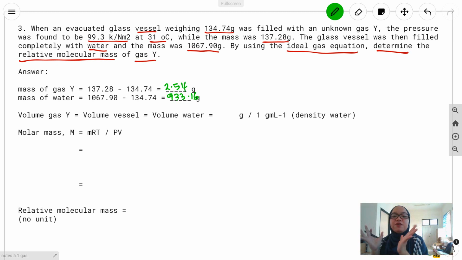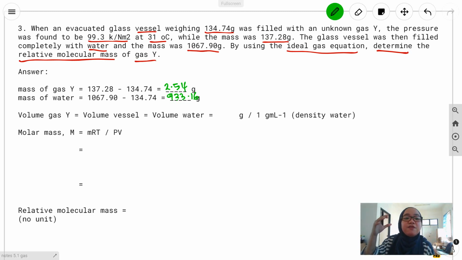is equal to volume of vessel is equal to volume of water. Okay, remember, the volume of gas is not equal to the volume of gas molecules. It's a completely different thing. Okay? Volume of gas is negligible. Volume of gas here means the volume of the container, the volume of the vessel. Since the gas fills up the space inside the vessel, we assume that the volume of gas here is actually the volume of the container.